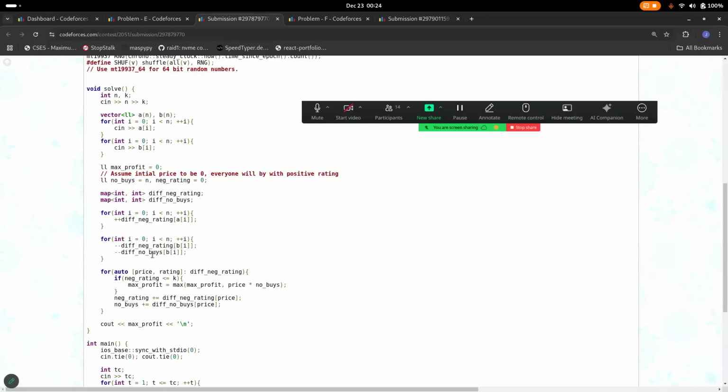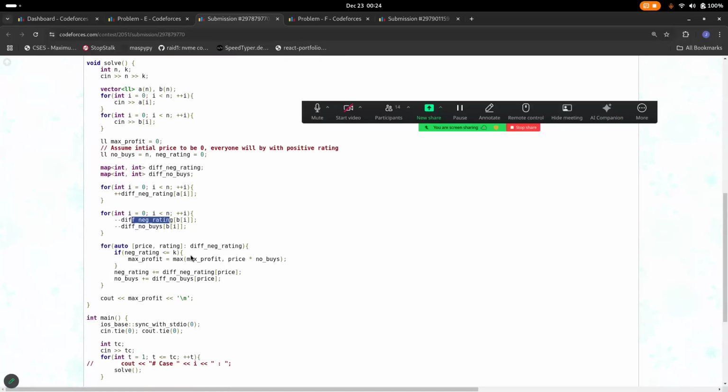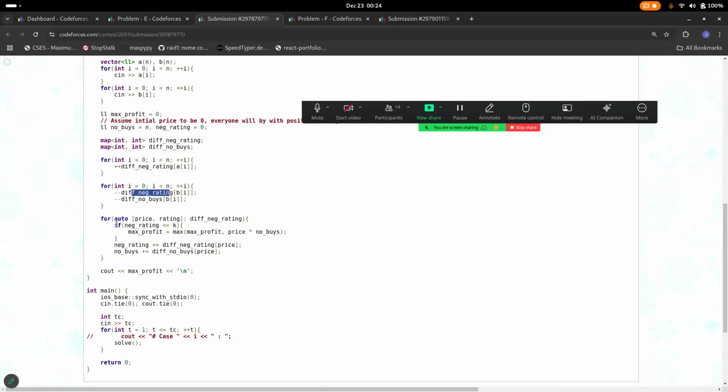Then we iterate over all the B and see what is going to happen when price exceeds B of I. That customer is going to stop buying the trees, so number of buyers is going to decrease, and that customer is also going to stop giving us negative rating, so the negative rating decreases. And what we do is basically just go on iterating over all the prices in the diff neg rating. Why the diff neg rating? Because the diff neg rating is updated for all the critical points, like it's updated for A of I and also for B of I. So it would contain all the critical points, unlike the diff num buys.